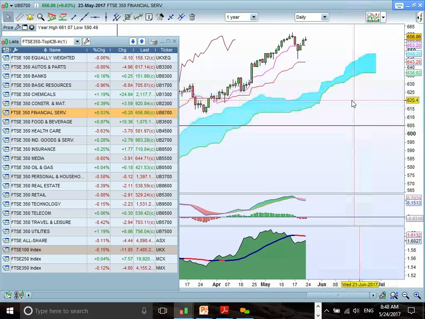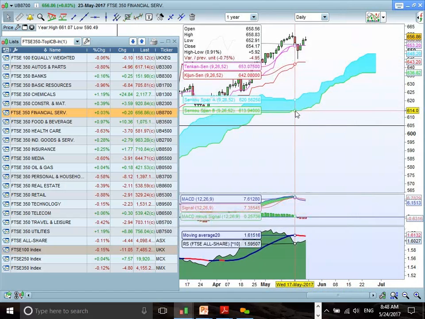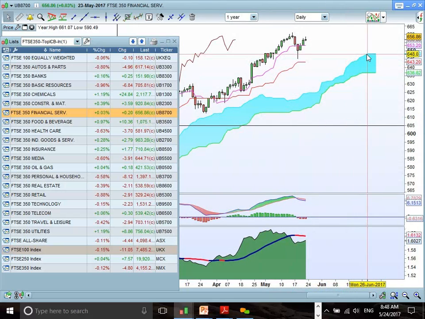Financial services also very extended. We need to see some form of consolidation. Front end of the cloud is the first consolidation zone. Note that we've had a MACD profit taking signal here. So we could revisit this trade when it comes to rebound from the top end of the cloud.